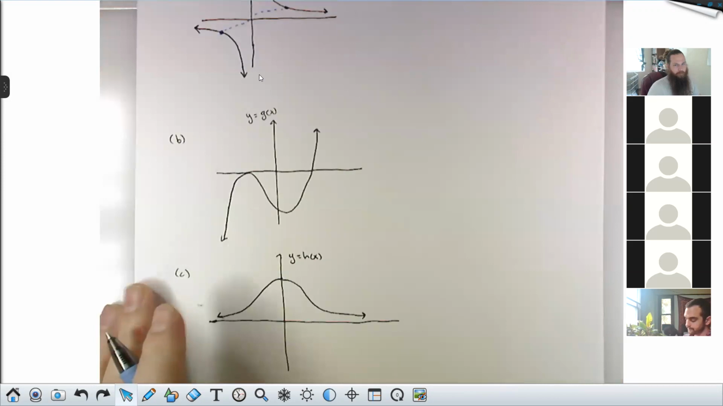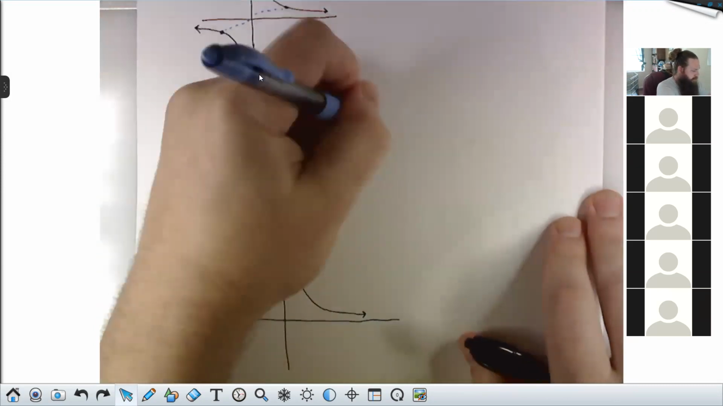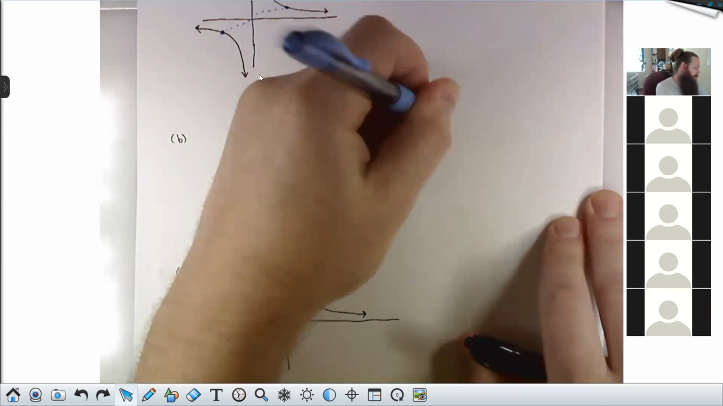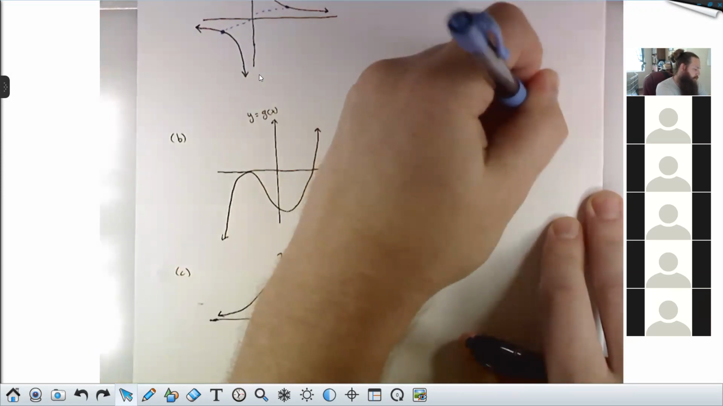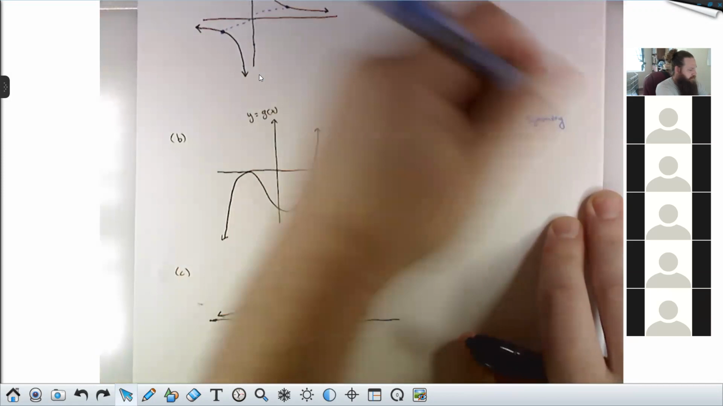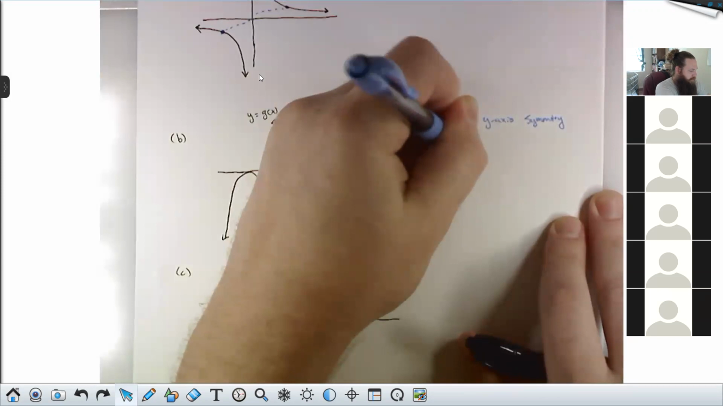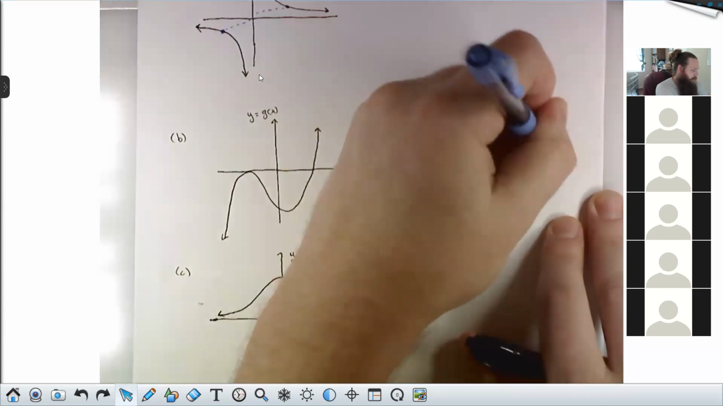What about in B? Looks like it'd be neither. Yeah, this one is neither, right? We have neither origin nor y-axis symmetry. So this function g is neither even nor odd.